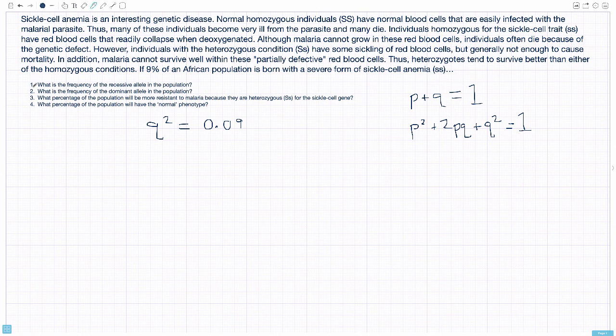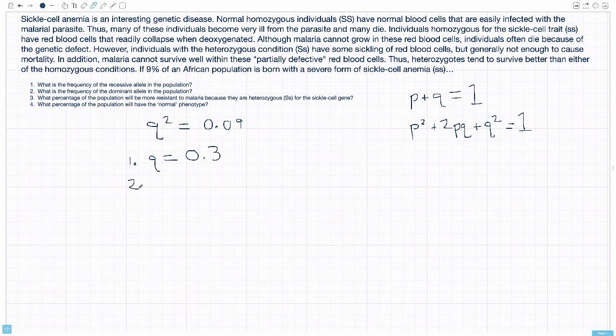This first question is asking for the frequency of the recessive allele. So when you see recessive allele, you should key in on this first equation. The recessive allele is notated by Q, so somehow from Q squared equals 0.09, we have to figure out Q, and it's basically just taking the square root of 0.09. And if you put that into your calculator, you'll find that the square root of 0.09 is 0.3. Okay, so already we're making progress here.